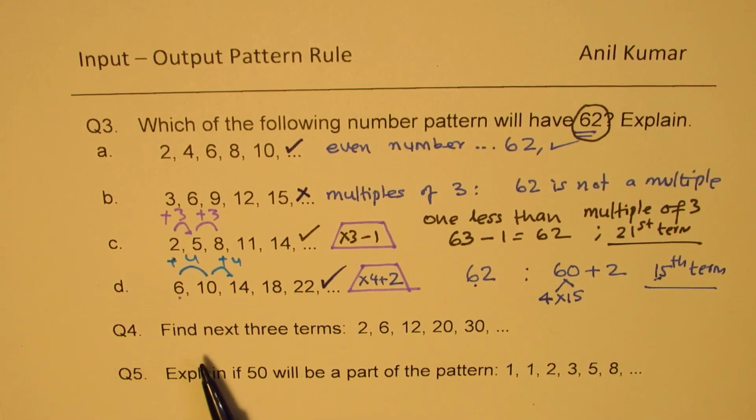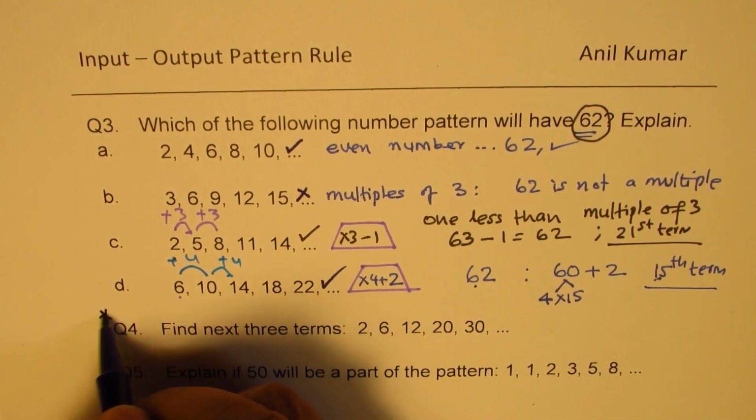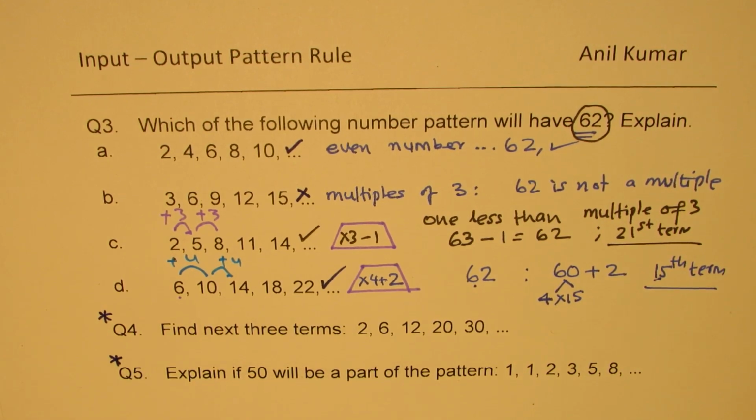Question number 4. Find the next 3 terms of this pattern: 2, 6, 12, 20, 30 and so on. And question number 5. Explain if 50 will be part of this pattern: 1, 1, 2, 3, 5, 8. Now these two are very difficult questions. So I'd like you to spend some more time and get your solution. Now here is the answer.